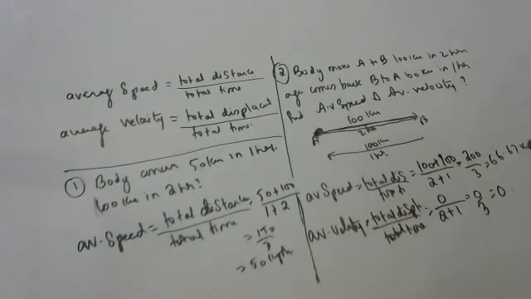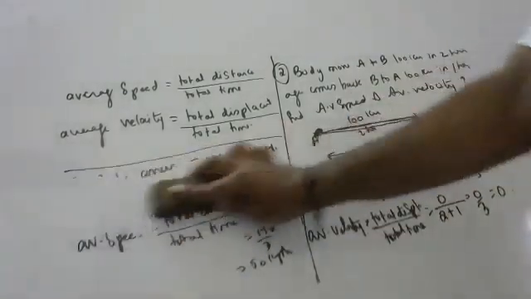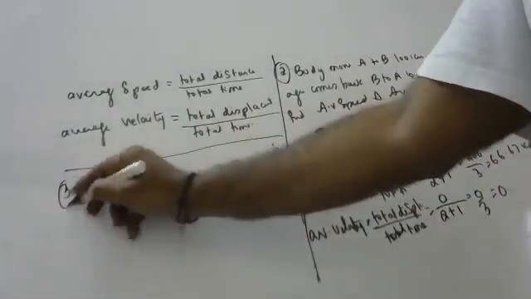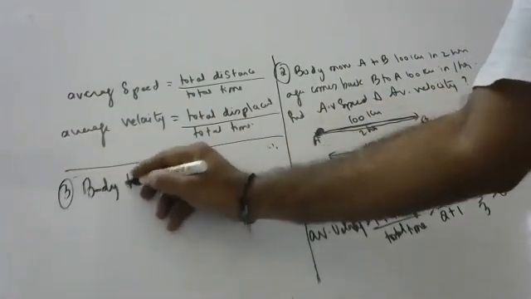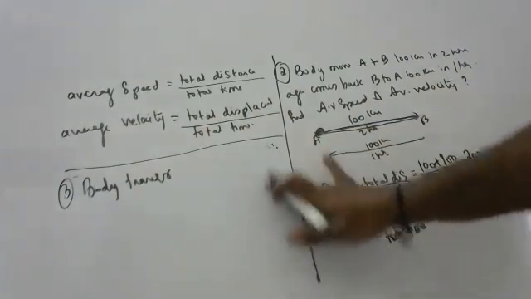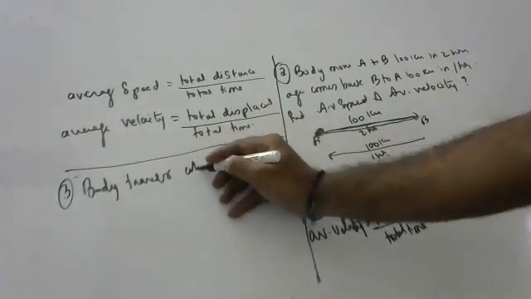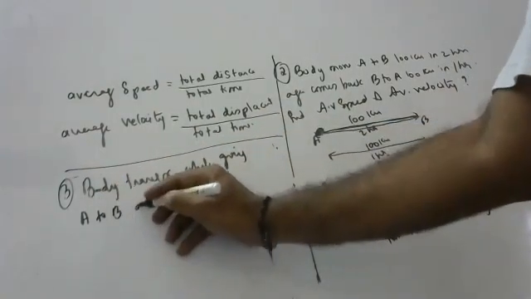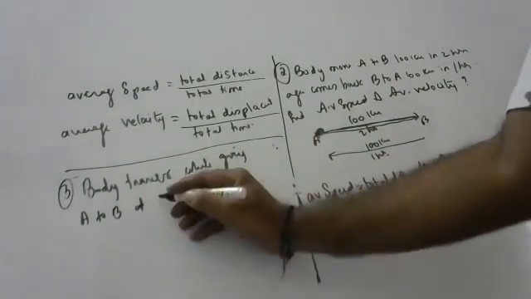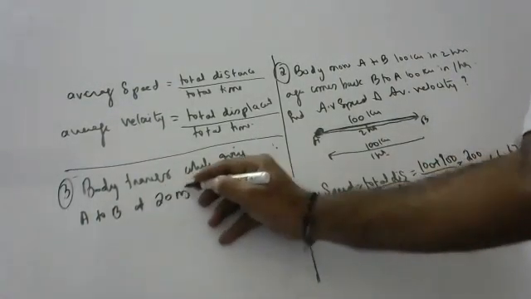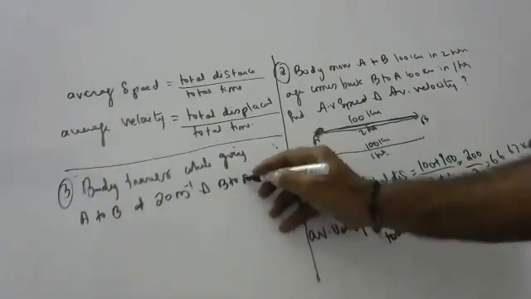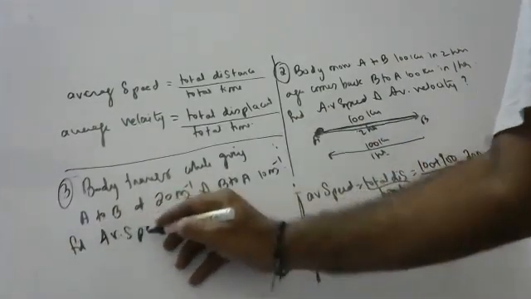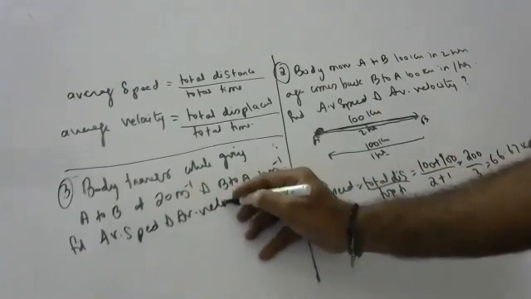This is another sum. Like this only, one more variety I will show. A body travels, see here, children, while going A to B at 20 meters per second and B to A at 10 meters per second. Find the average speed and average velocity. This is the question.